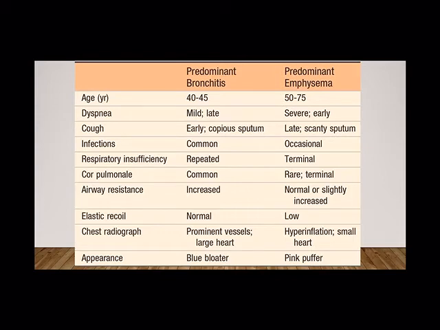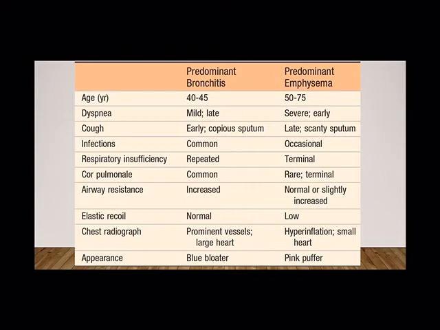But when you look at cough, in chronic bronchitis, cough will be the first and the common symptom, whereas in emphysema, cough will appear late. And in emphysema, the cough will be with scanty sputum, but in chronic bronchitis, it will be with copious sputum. And because of your sputum, you will have secondary infections as well. That is one thing in chronic bronchitis. And cor pulmonale, as I already said, is more in case of chronic bronchitis.